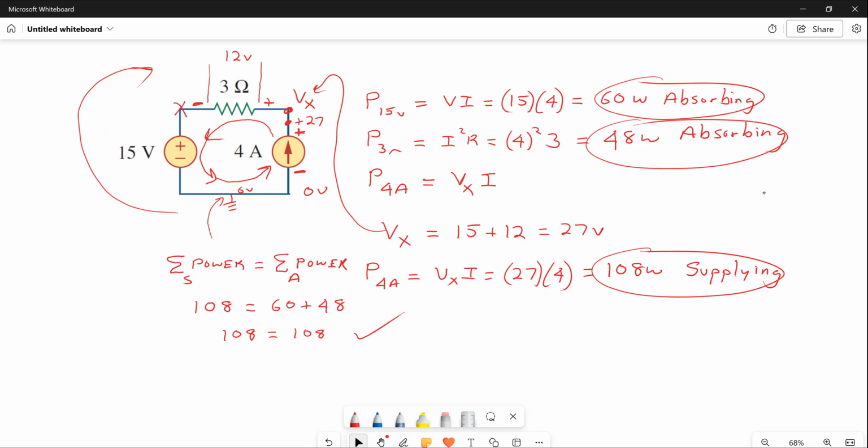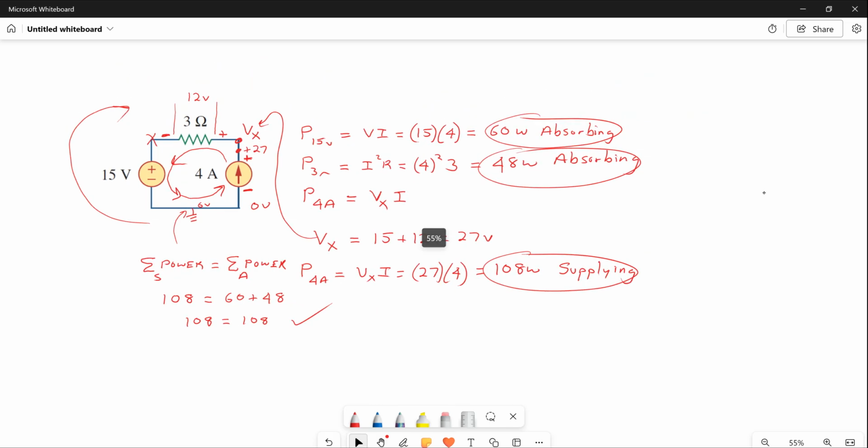So I hope that this video helped you understand how important the passive sign convention is, and how it helps you with nodal analysis and determining whether power gets absorbed or power gets supplied by a particular device.